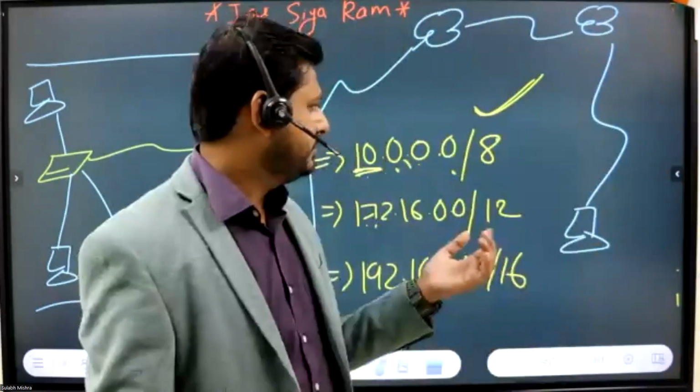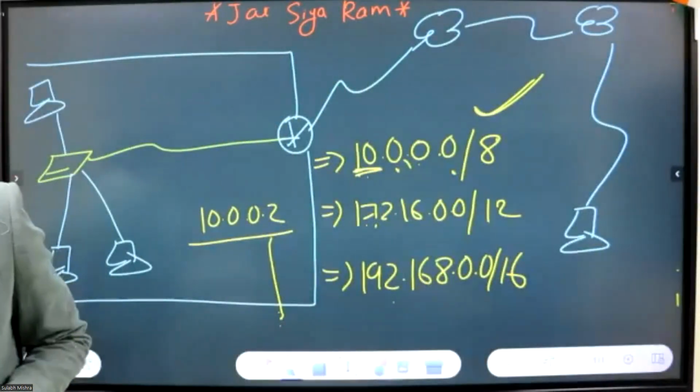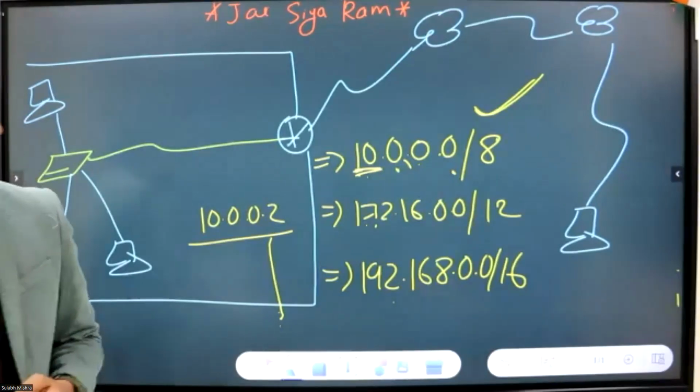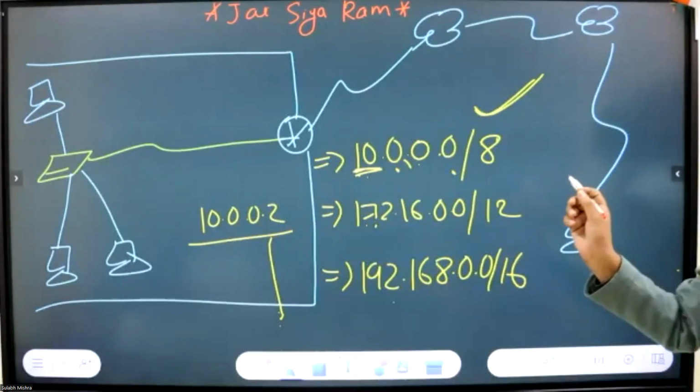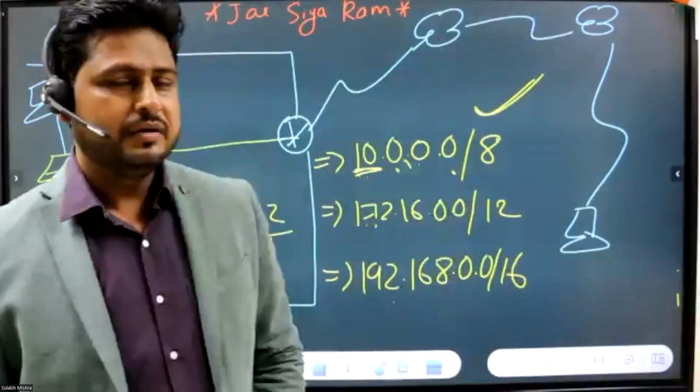Sorry to interrupt. Is it kind of CIDR, classless inter-domain routing? You can call it that, but we call it a subnet. This we call a subnet. Okay, thank you.